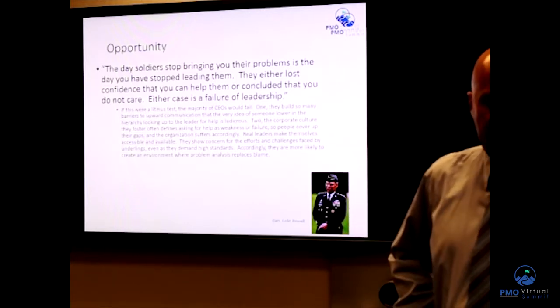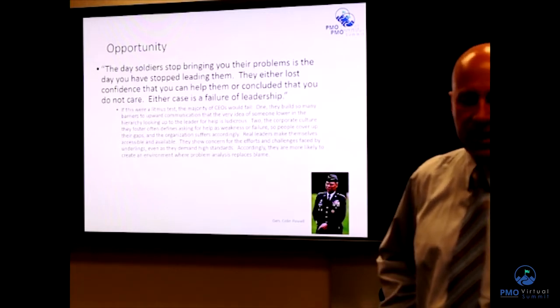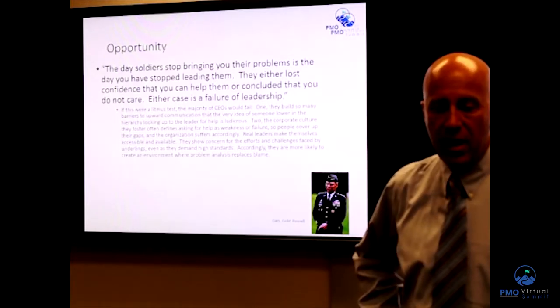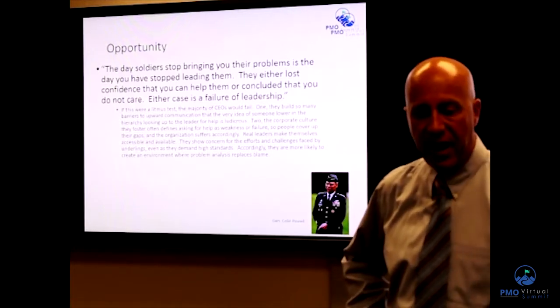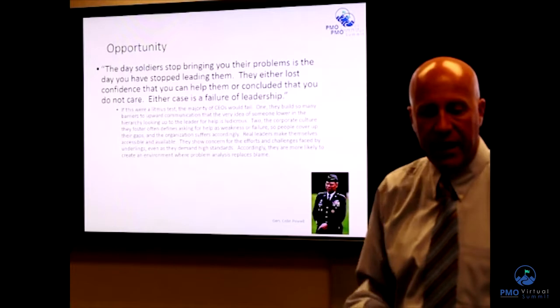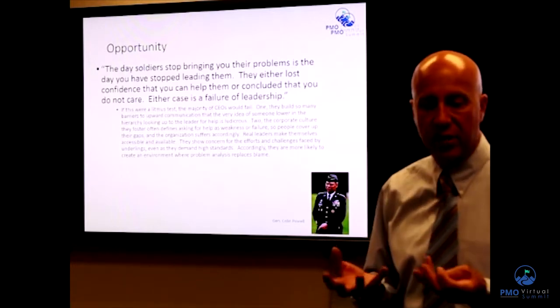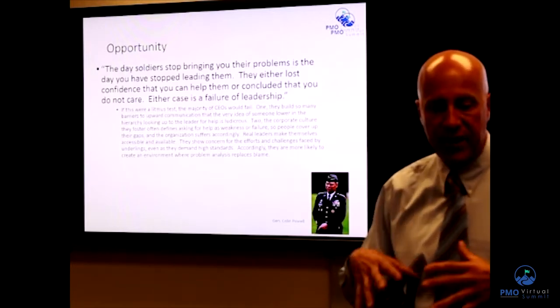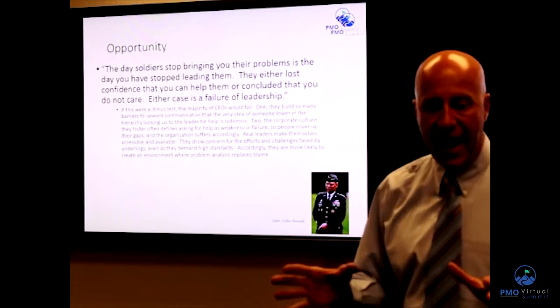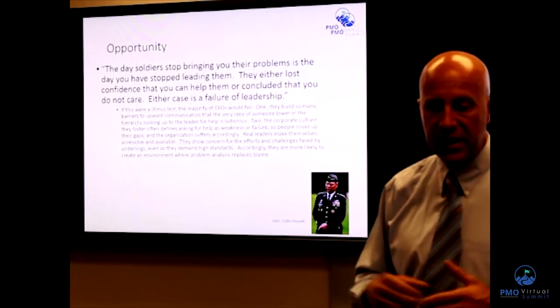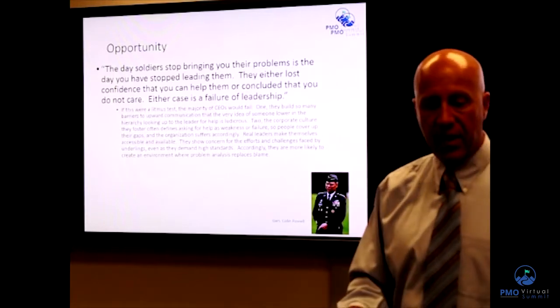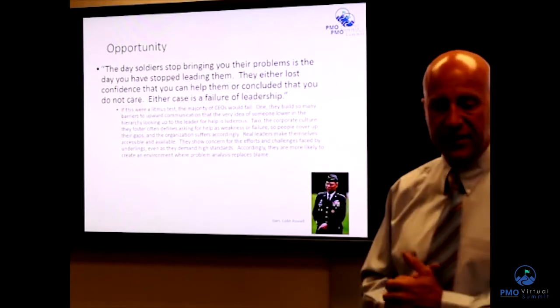And going on. If there was a litmus test, the majority of CEOs would fail. One, they would build so many barriers to upward communication that the very idea of someone lower in the hierarchy looking up to a leader for help is ludicrous. Two, the corporate culture they foster often defines asking for help as a weakness or failure. So people cover up the gaps of their organization, and the organization suffers accordingly.